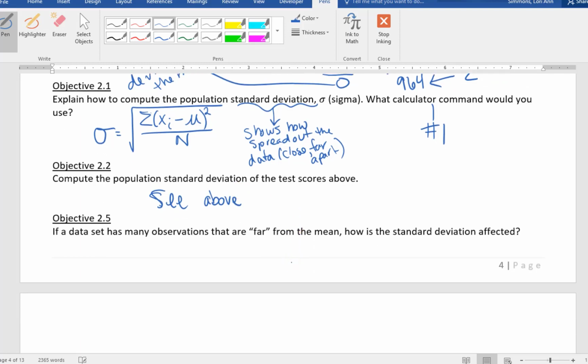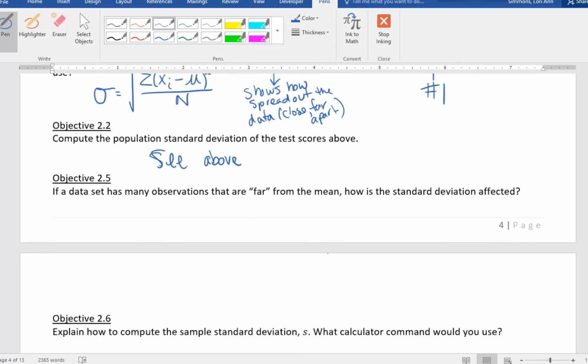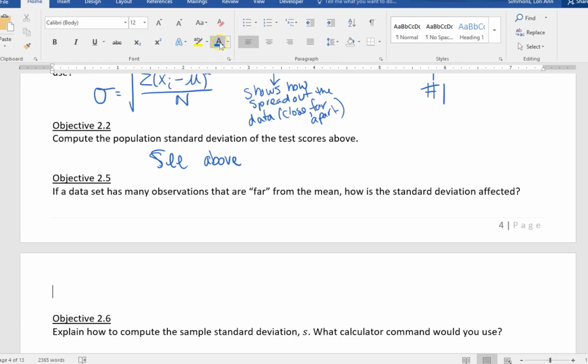So if a data set has many observations that are far from the mean, how is the standard deviation affected? The standard deviation, let me type this. Standard deviation would be large.